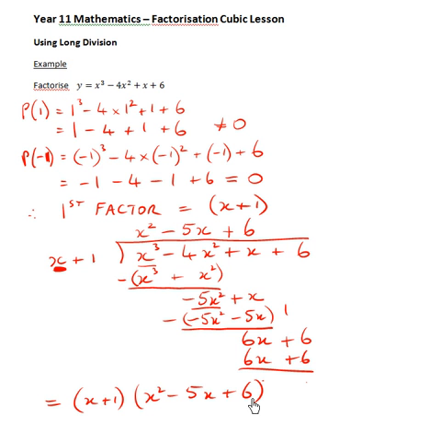Now that particular bracket, x squared take 5x plus 6, I can see that that's a quadratic that I can factorise quite easily using the basic cross-sticks method that you've learnt since year 9, and that'll equal x take 2, x take 3. So that's the cubic factorised using the method of long division.